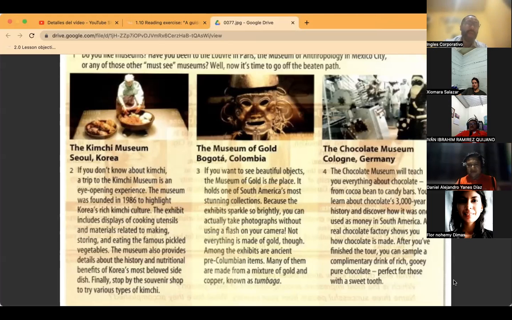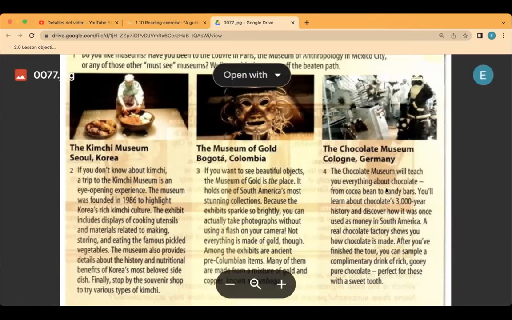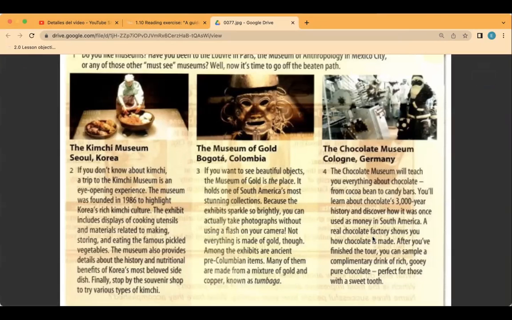Great. Before we continue, are there any words in any of them that you didn't understand? Teacher, I didn't understand the meaning of, in the last part that I read, gooey, pure chocolate. So gooey is the physical form. It is when you have something that is liquid, but you stretch, like the cheese in the pizza. This is the idea of gooey. Okay, thank you. It's like chewy, then, teacher. Yes, Daniel, similar.